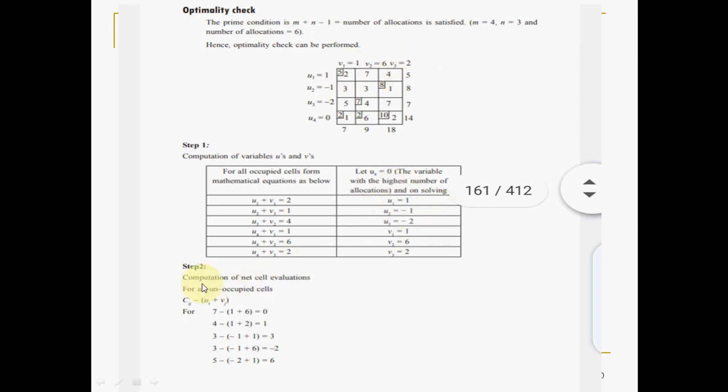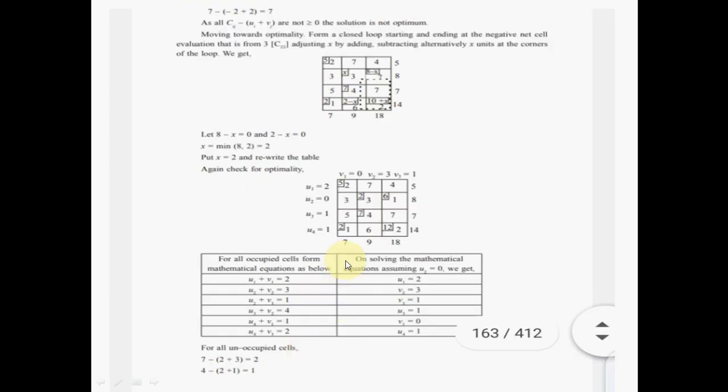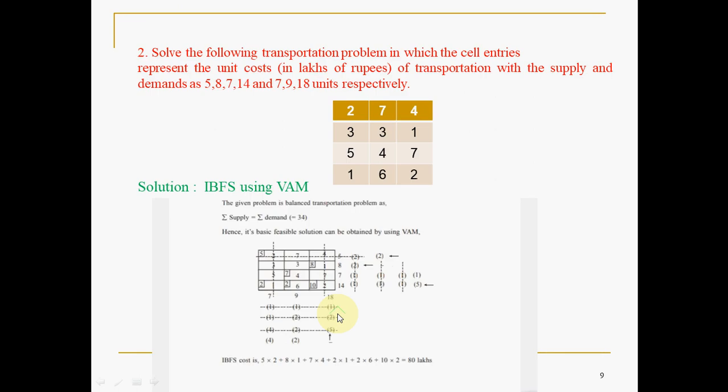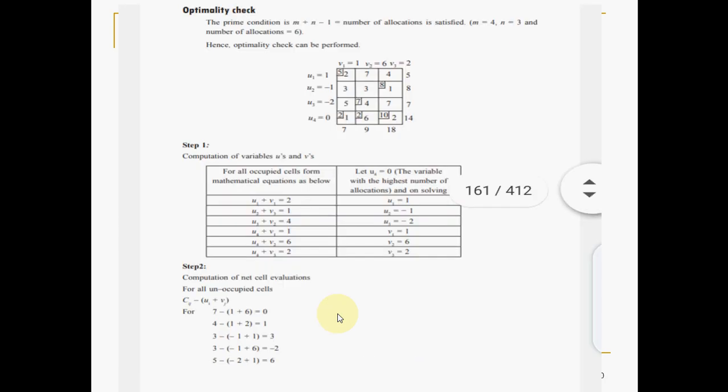Coming to the second step, the same for all unoccupied cells. For the first unoccupied cell, 7 minus this U and V you got, so 1 plus 6 or something like that. You have to compute like this. And what I said is, if all these values are greater than or equal to 0, whatever solution you got by VAM, that itself is optimum.